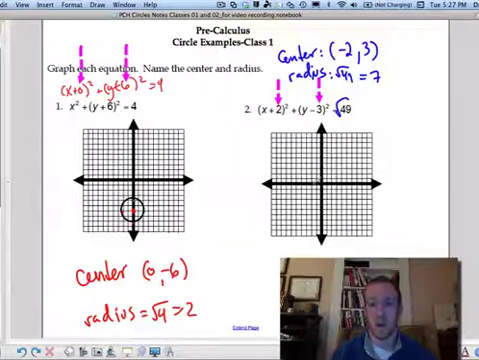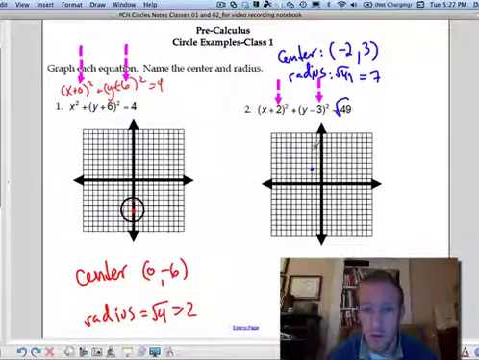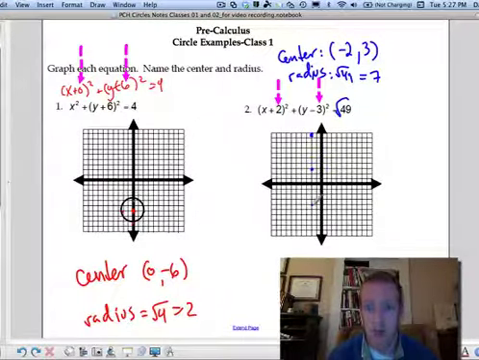So negative 2, up 3, there's our center. And then 7 up, 7 down, 7 to the right, and 7 to the left. And then there's our circle.